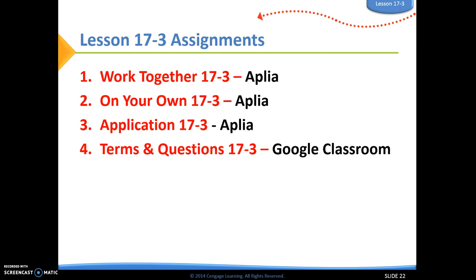We're going to do our work together, 17.3 next, and then you have your assignments for tonight as well.